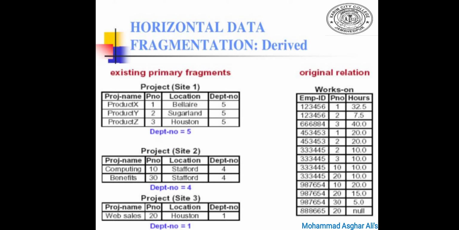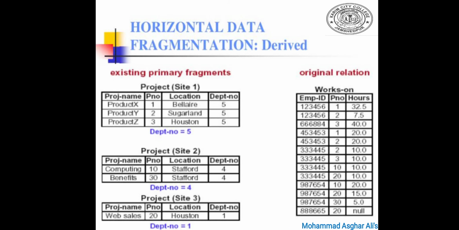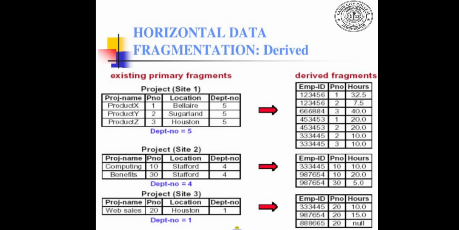Now, the second example is derived horizontal fragmentation, and the existing primary fragment, which is here. The original table is divided into three parts, and again existing primary fragments, and this is the original relation. A derived horizontal fragmentation is defined on a member relation of a link according to a selection operation specified on its owner. So here it shows how it is derived from primary fragmentation. You can see from this table.